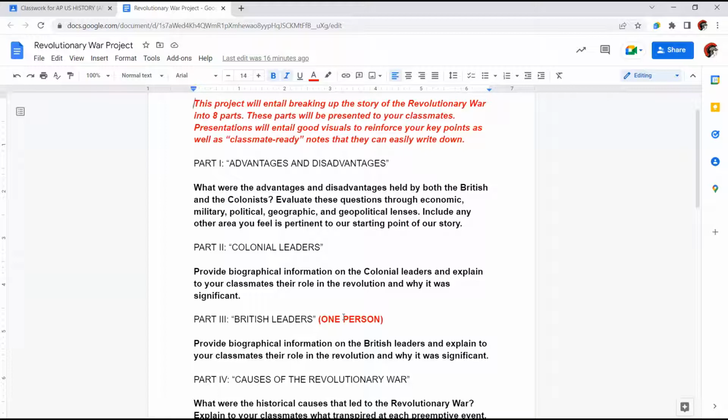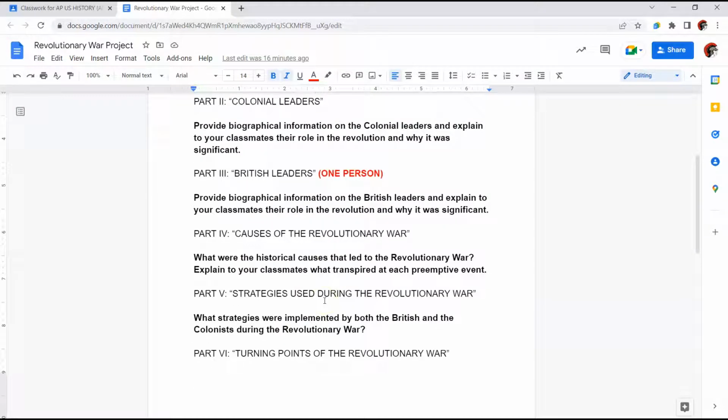Okay, so part 1, advantages and disadvantages. What were the advantages and disadvantages held by both the British and the colonists? I want you to look at these through economic, military, political, geographic, geopolitical lenses. Okay, include any other area that you feel is pertinent. So the starting point, what advantages and disadvantages do both sides have. Okay, part 2, colonial leaders. Similar to the British leaders, who were the colonial leaders? Give me their biographical information and their role in the revolution. So these 2 are pretty similar.